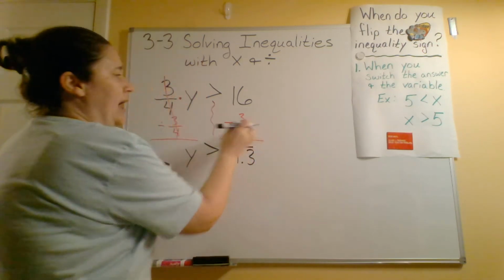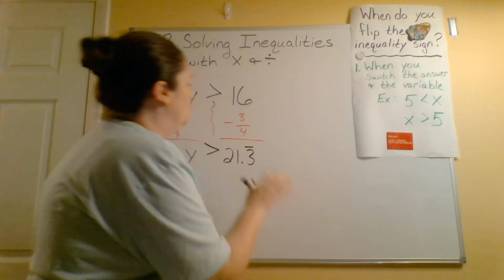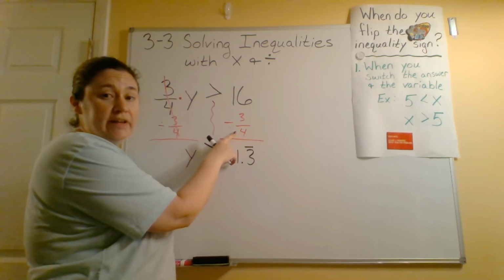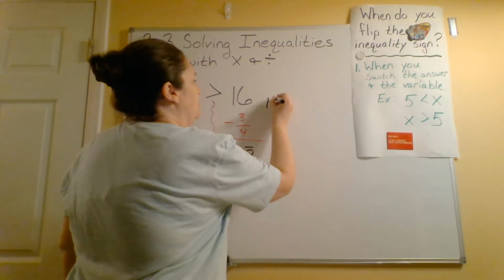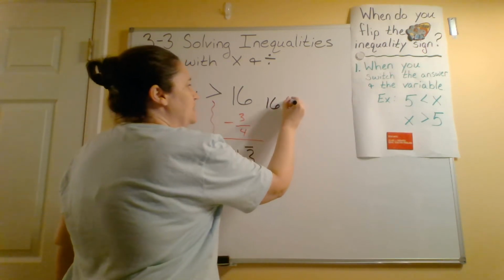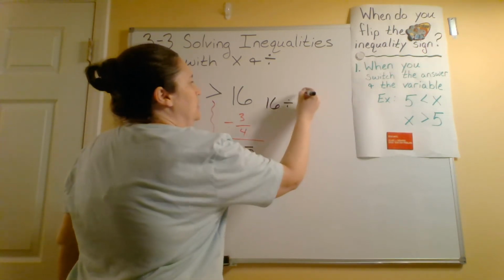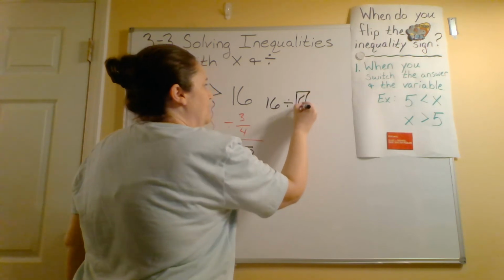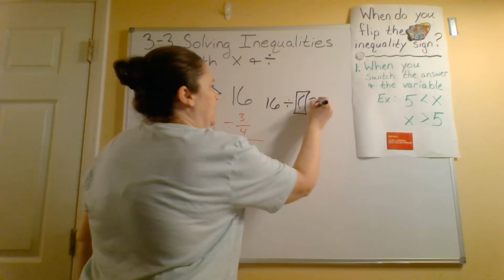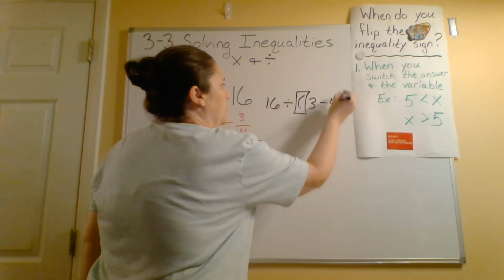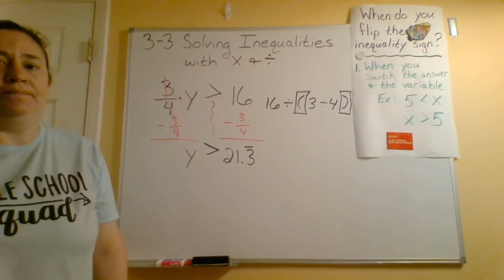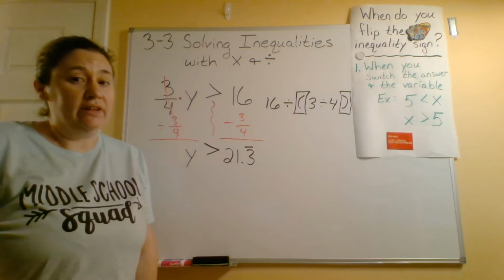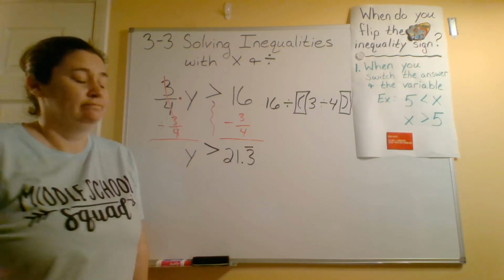Let me just remind you how to put this into your calculator. Remember that when you divide by fractions, your calculator freaks out and it doesn't always do it right. You have to type in 16. You have to type divided by. You have to press open parentheses. 3 divided by 4. And then close the parentheses. And then hit enter. If you don't have a calculator, you might want to get one.